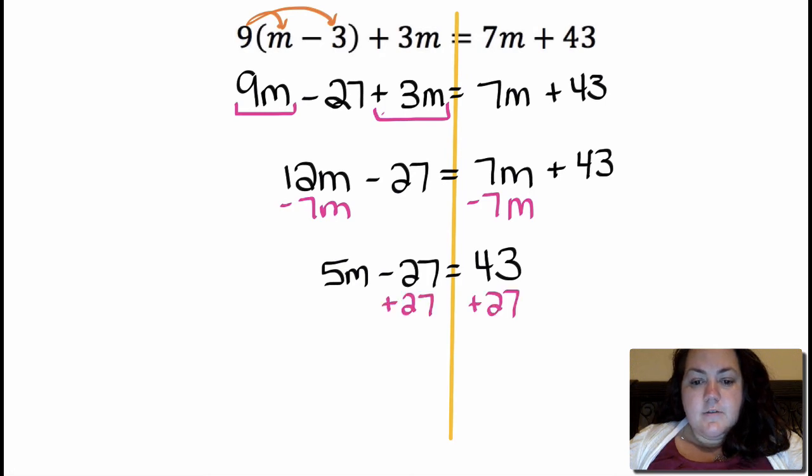I want to get m by itself, so I'm going to move the 27 by adding 27 to both sides. I get 5m equals 70, and when I divide both sides by 5, I get m equals 14.